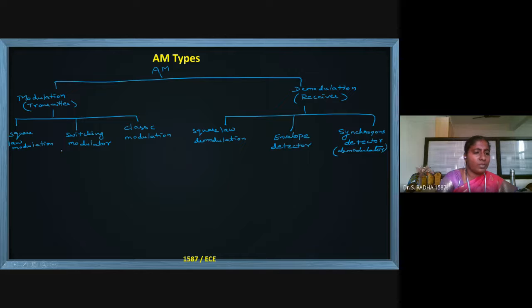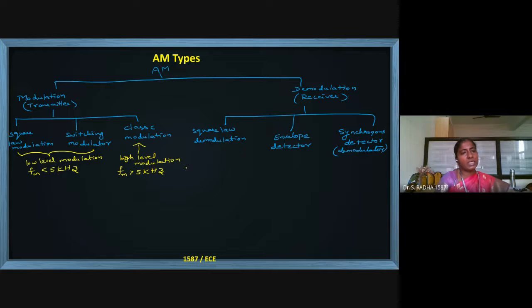Now, the first two methods in modulation, square law and switching modulator, are called low level modulation. Here, message signal frequency will be less than 5 kilohertz. And the class C modulation is high level modulation, where the message frequency is greater than 5 kilohertz. Now we will take up one by one how it works, everything we will discuss.